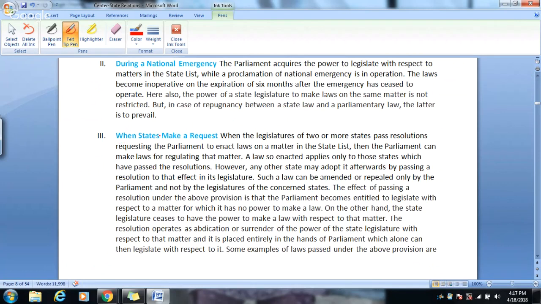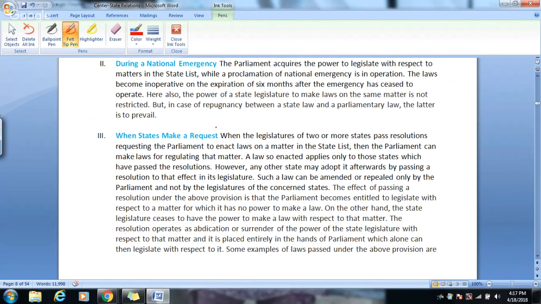And the next one is when states make a request. That means the states will request the parliament to make laws on certain subjects. At that point also, parliamentary legislation will be in the state field.